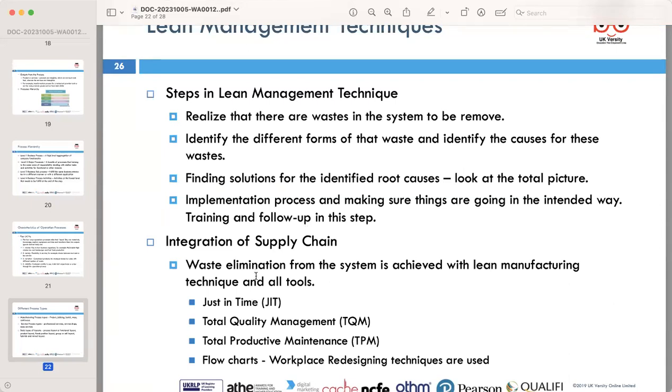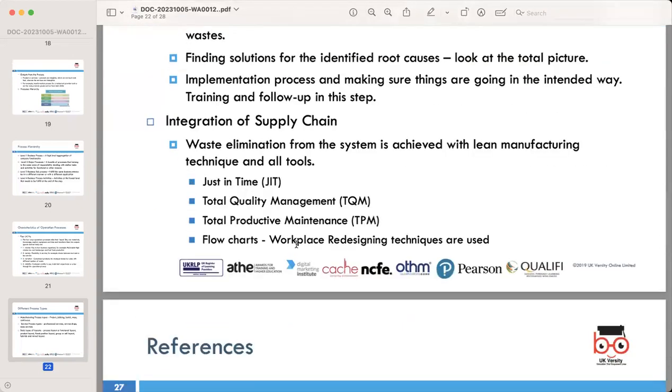Then integration of supply chain: waste elimination from the system is achieved with lean manufacturing techniques and tools. For example, just in time, total quality management, total productive maintenance, flowcharts, and workplace redesigning techniques are used. Just in time, or JIT, is a manufacturing strategy that aims to reduce inventory levels and minimize waste by producing only what is needed, when it is needed. It helps streamline production and distribution processes.